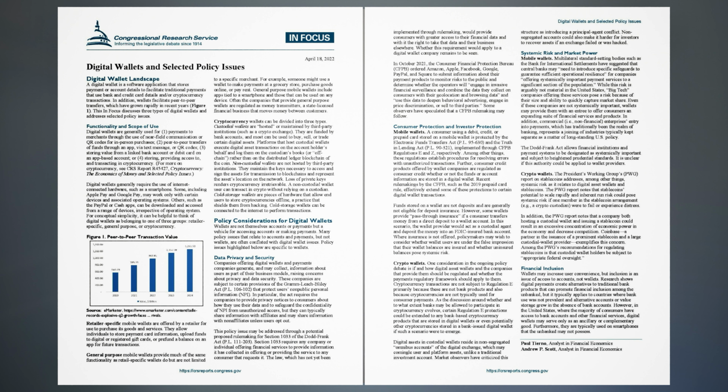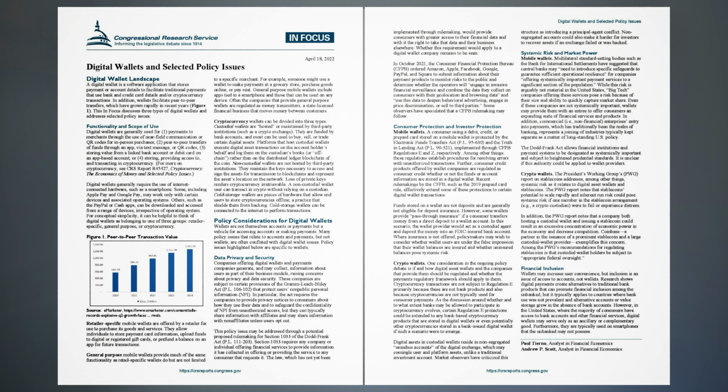Digital wallets generally require the use of internet-connected hardware, such as a smartphone. Some, including Apple Pay and Google Pay, may work only with certain devices and associated operating systems. Others, such as the PayPal or Cash apps, can be downloaded and accessed from a range of devices, irrespective of operating system. For conceptual simplicity, it can be helpful to think of digital wallets as belonging to one of 3 groups: retailer-specific, general-purpose, or cryptocurrency. Figure 1. Peer-to-peer transaction value.